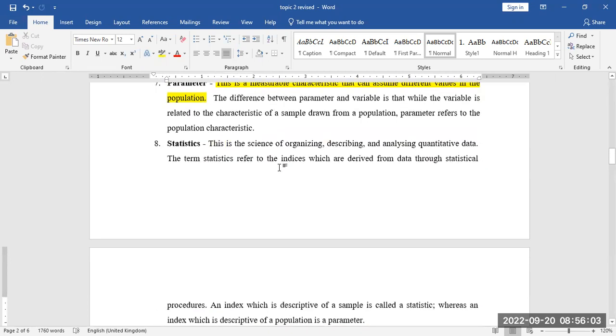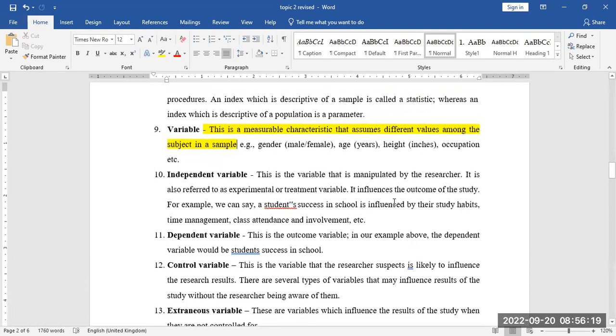So then we go to statistics. When you talk about statistics, it is the science of organizing data, describing data, and analyzing those quantitative data. So the term statistics refers to indices which are derived from data through statistical procedures.